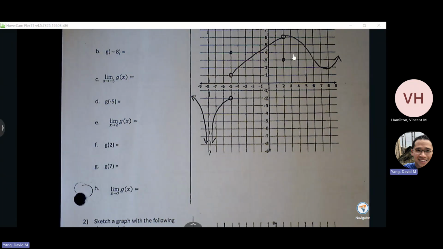All right, I'll start with the first graph here.